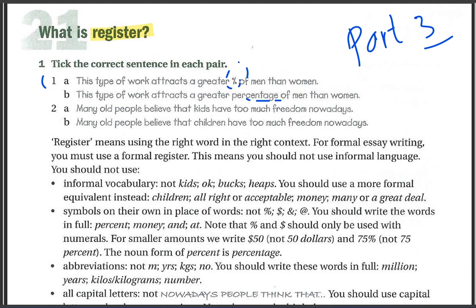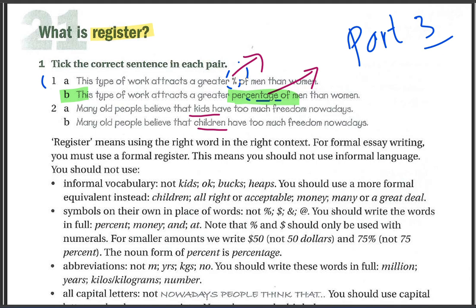You can see in the first sentence, what you can see here is the symbol, but in the second, you can see it in letters. What do you think? Which one is correct? Great. B is correct, using the word in letters. Number 2, many old people believe that kids have too much freedom nowadays. And many old people believe that children have too much freedom nowadays. So the difference is in the first sentence, the word that is used is kids, and in the second one, children.